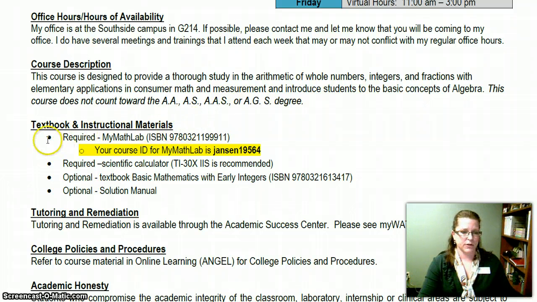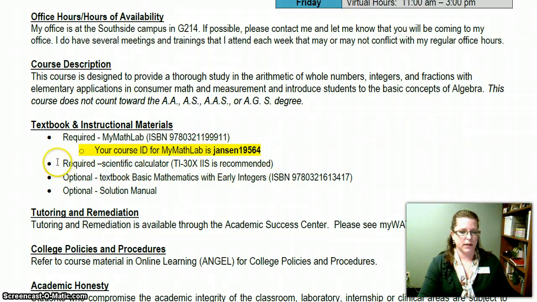The textbook and instructional materials required. Since this is an online class, you are required to purchase my math lab, and here's the ISBN. You can find that at either one of the bookstores. You can also purchase it online. Once you go to register for your course, you will need this course ID right here, Jansen 19564.